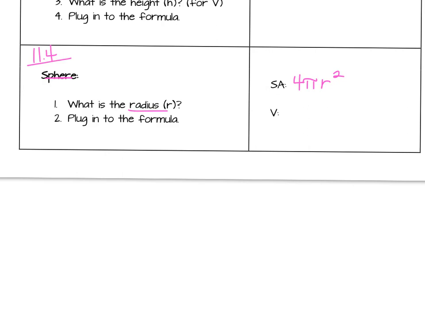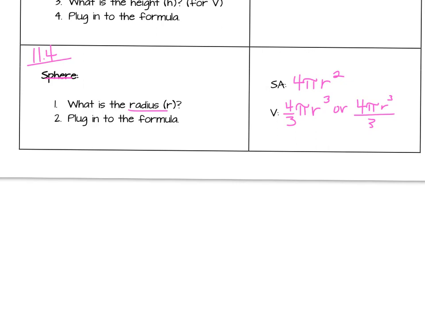It does have a fraction. It's 4 divided by 3. So there's that 3 in the denominator again, kind of like we had with pyramids and cones. But then times pi and times radius cubed. Another way to write this, and this is how I'm going to write it in the notes, is 4 pi r cubed and then just divide everything by 3. Now, just like prisms and cylinders and pyramids and cones, surface area will be labeled in units squared and volume will be in units cubed.